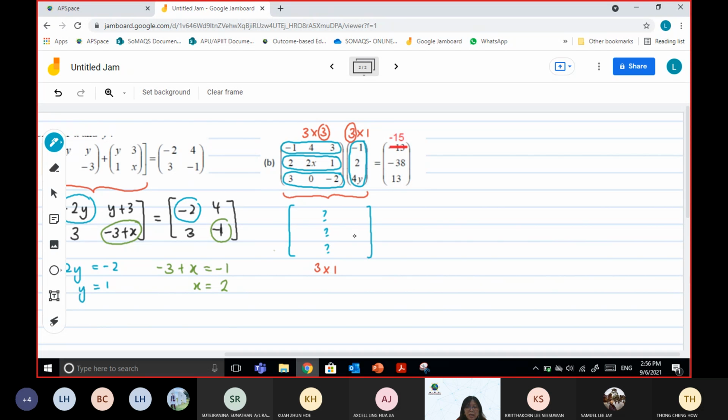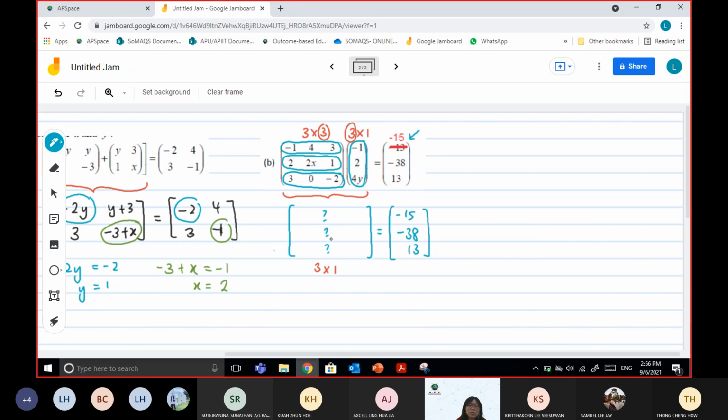Okay, so 3 by 1 matrix. So you will get the answer of negative 15, negative 38, and 13. Okay, students, please take note. I made changes here. There are some errors, so I made the changes. So you should follow the one that I amended, negative 15.